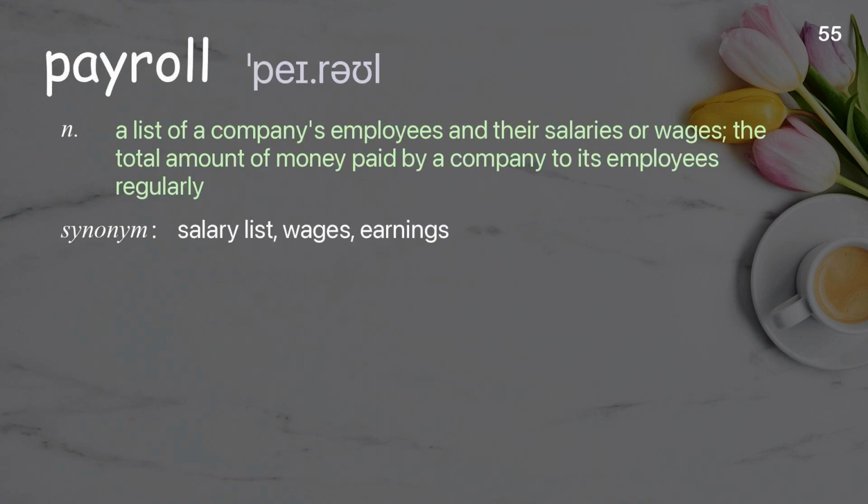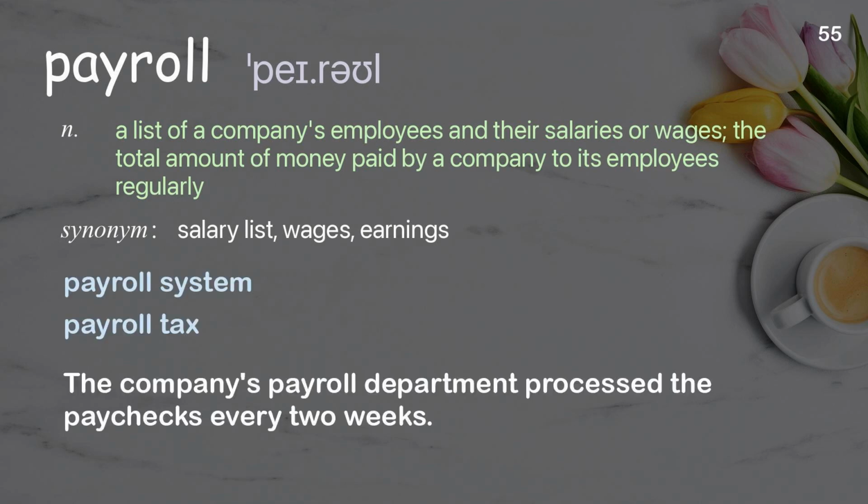Payroll. A list of a company's employees and their salaries or wages, the total amount of money paid by a company to its employees regularly. Examples: Payroll system. Payroll tax. The company's payroll department processed the paychecks every 2 weeks.